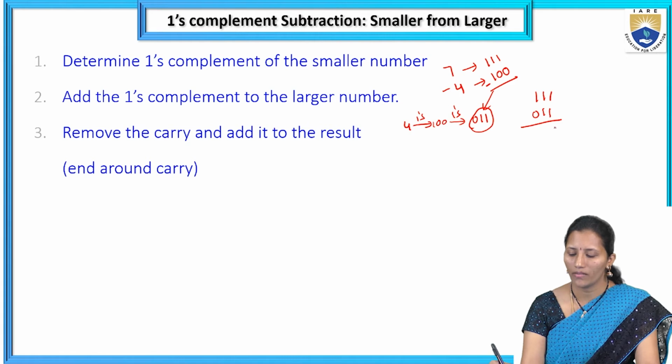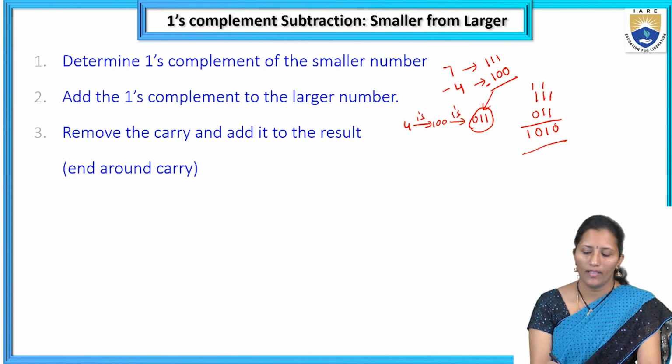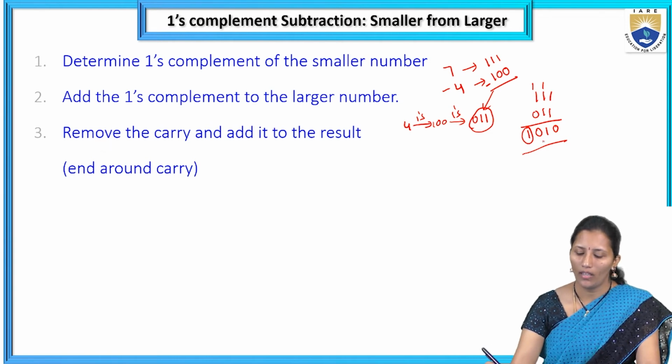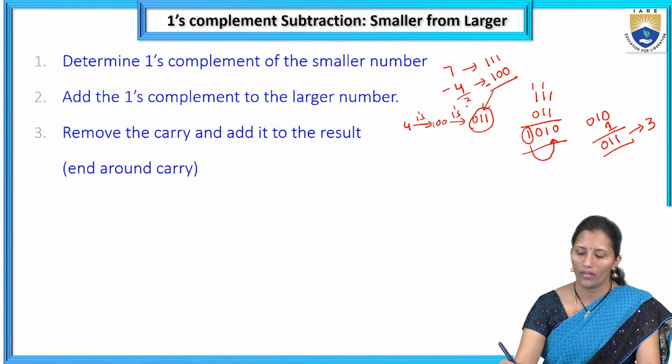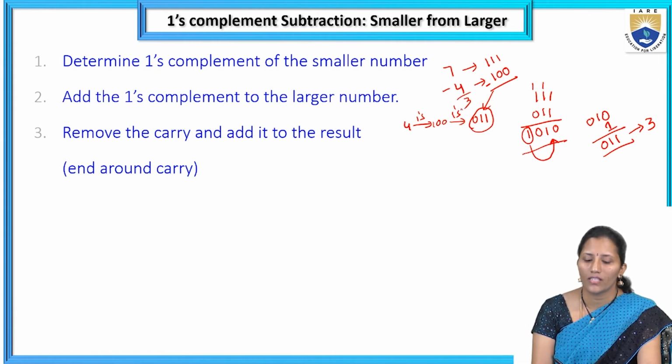Okay, we have to add. 1 plus 1 is 0, carry forward to the next stage. 1 plus 1 plus 1 is 1, the carry is forwarded to the next stage. 1 plus 1 is 0, carry 1. Here we are getting an extra carry. If we get a carry, remove the carry and add it to the result. So this carry will be added to the LSB. So 0 1 0 plus 1 is 0 1 1. That representation is 3. So 7 minus 4 gives us 3. This is the procedure for 1's complement subtraction.